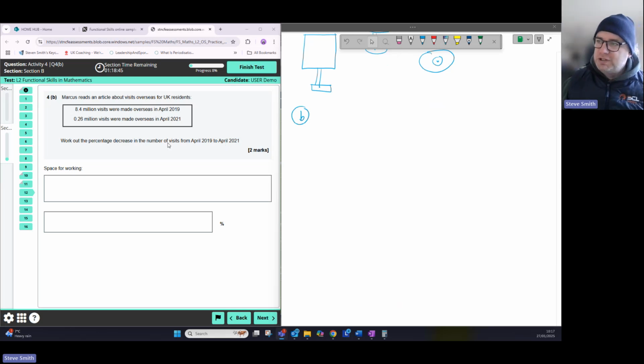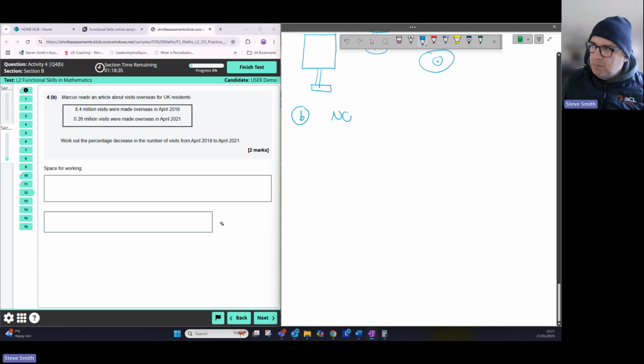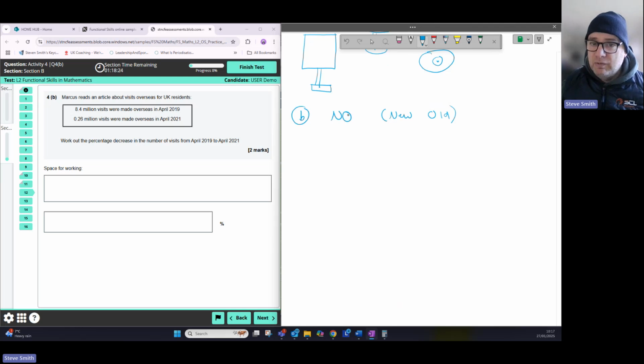So when we're talking about percentage decrease, we're thinking of this formula, and the only reason I think of the word NO is because that gets the numbers in the right order. So the N stands for new, and the O stands for old. The reason we think of NO, when we're thinking of percentage decrease or increase, is because it means we get these in the right order.